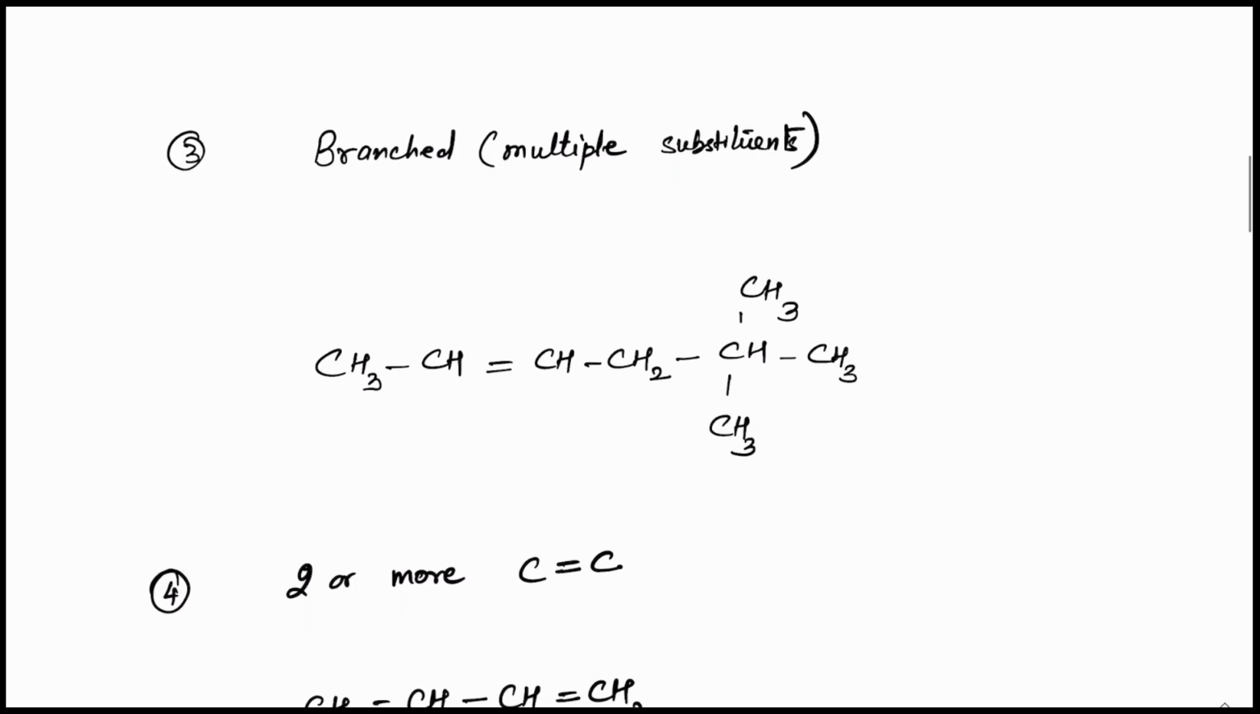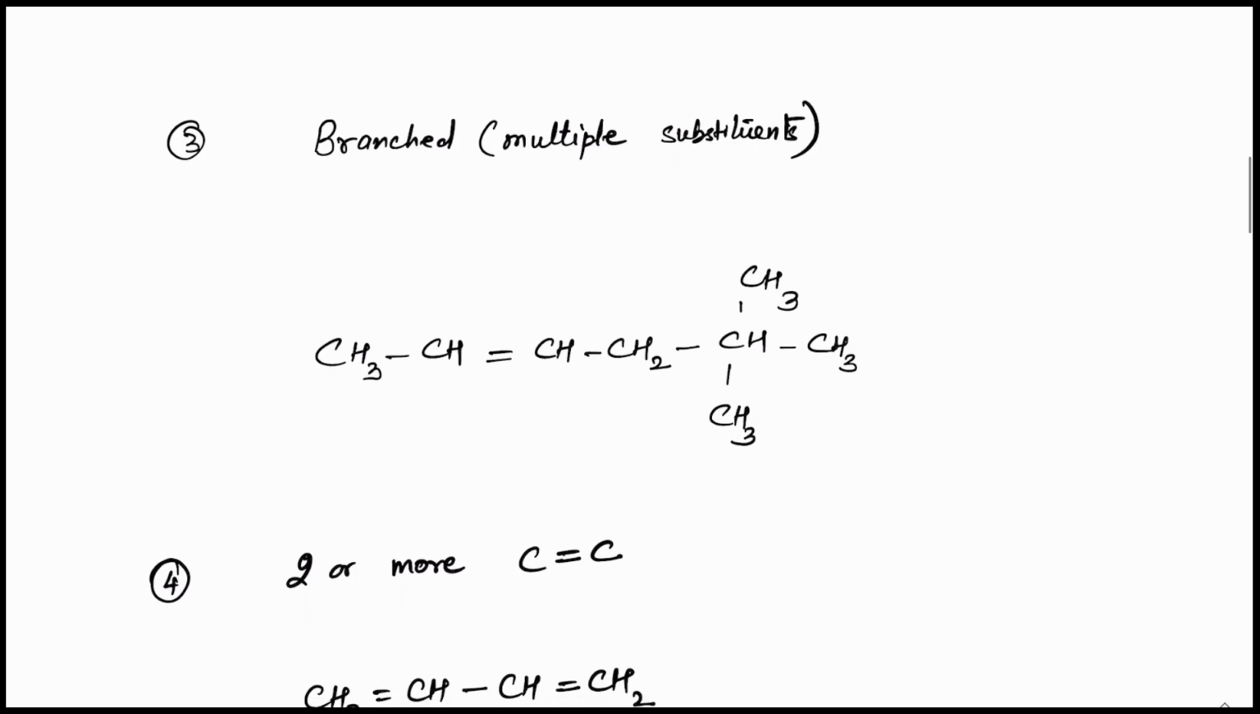What if we have multiple substituents? As in this example, can you try to write the name of this compound? Again, there is no functional group, so it will have an E at the end, and we can see there is a carbon-carbon double bond, so it will have EN at the end. Now we need to find out the parent chain. The parent chain for this compound is this.